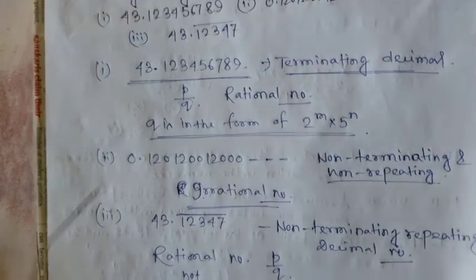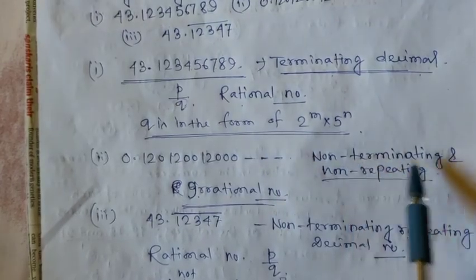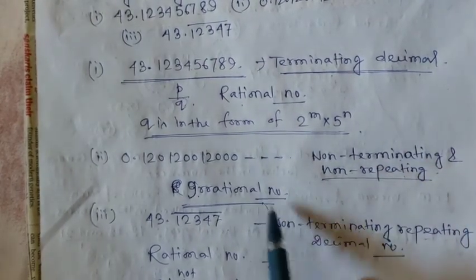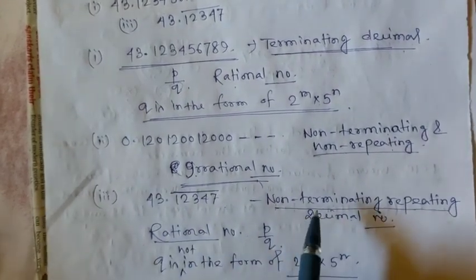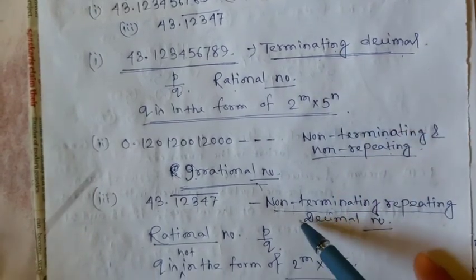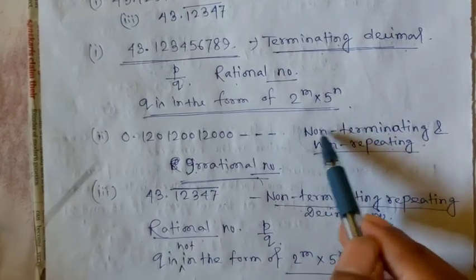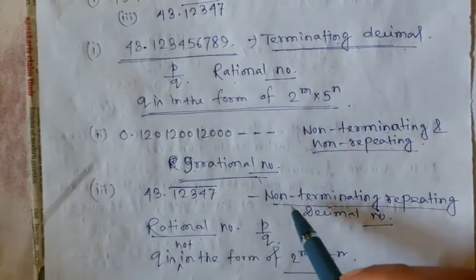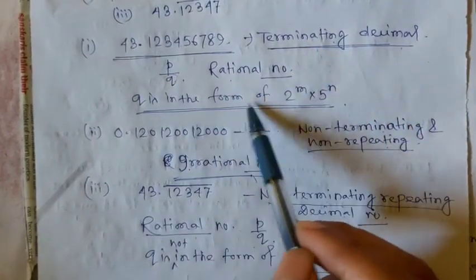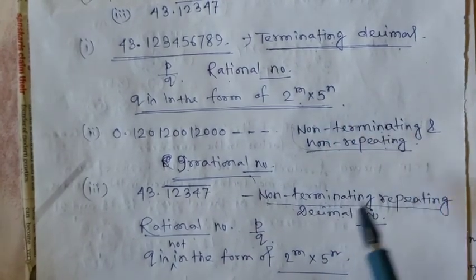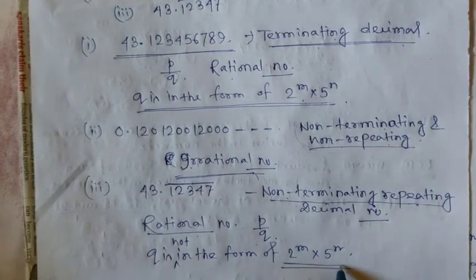So you have the 3 examples. The first example is a terminating decimal, so that's why it is a rational number. Here it is non-terminating and non-repeating, that's why it is an irrational number. The third is a non-terminating repeating decimal, that's why it is a rational number. So in the case of terminating and non-terminating repeating decimals, the number is rational. If it is both non-terminating and non-repeating, then the number is irrational. For the last one, these two numbers are rational, but the first is terminating, that's why q is in the form of 2 to the power m into 5 to the power n, and the other is non-terminating and repeating, that's why q is not in the form of 2 to the power m into 5 to the power n.